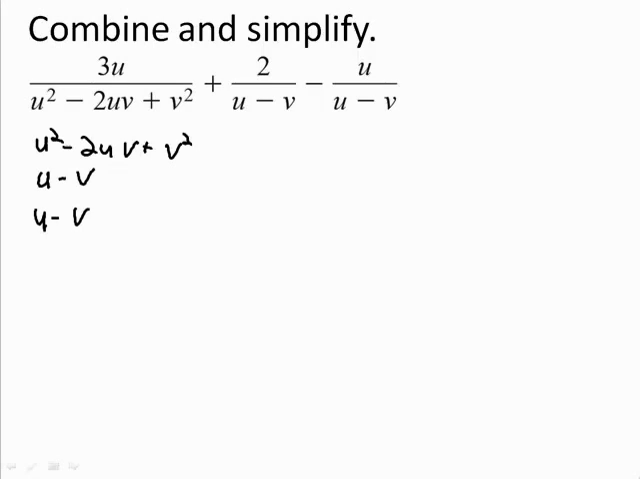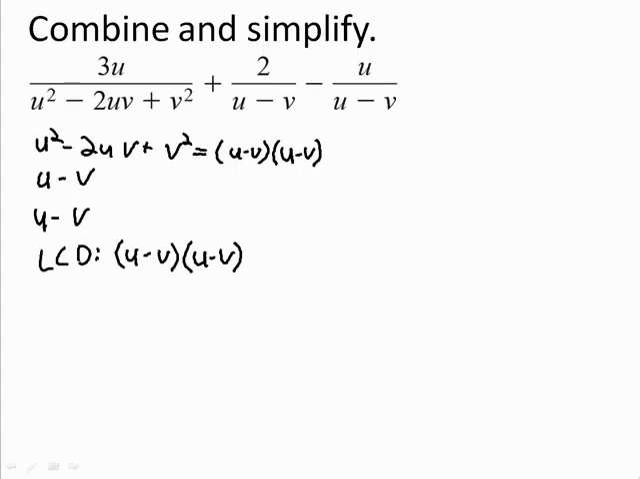U squared minus 2uv plus v squared can be factored into the quantity u minus v times the quantity u minus v. The least common denominator has to contain each factor. The least common denominator is the quantity u minus v times the quantity u minus v, which equals the quantity u minus v squared. Each fraction has to have the quantity u minus v squared as its denominator. The first fraction already does. Multiply the second two fractions by the quantity u minus v divided by the quantity u minus v.